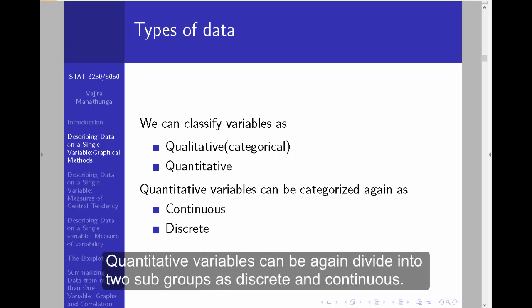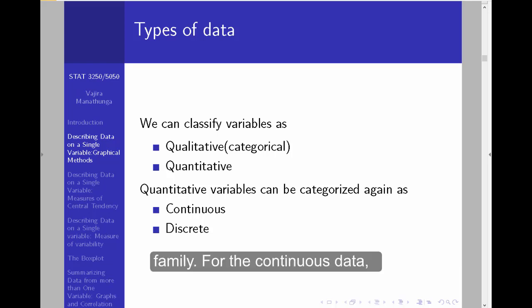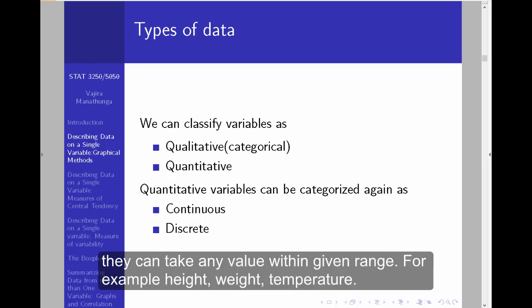Quantitative variables can be divided again into two subgroups, discrete and continuous. Discrete data have gaps between two consecutive values, for example, number of steps in a staircase or number of children in a family. Continuous data can take any value within a given range, for example, height, weight, temperature.